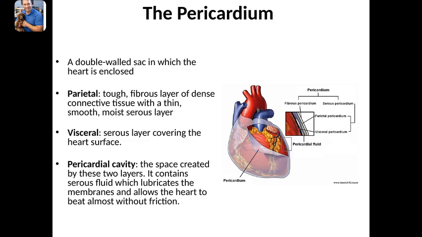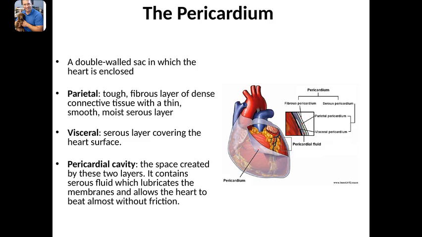So between the two layers and the lubrication in between them, you've got an almost frictionlessly beating heart, 60 to 100 beats per minute, normal range, right? So think about the friction, all that beating, all that movement inside very close quarters, sandwiched between your lungs and your chest wall, etc. The pericardium and its serous fluid protects the heart and makes sure that it can beat almost frictionlessly.